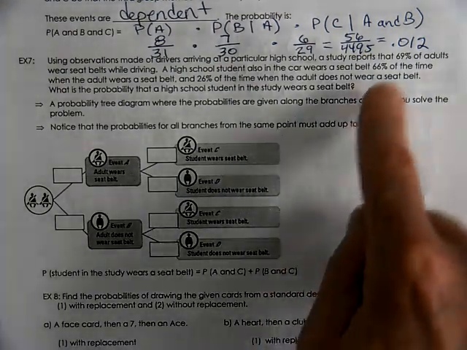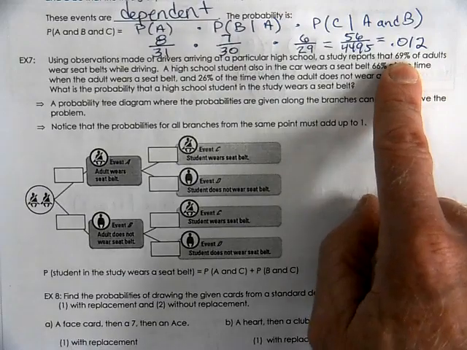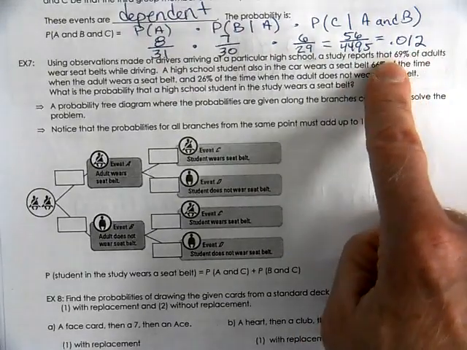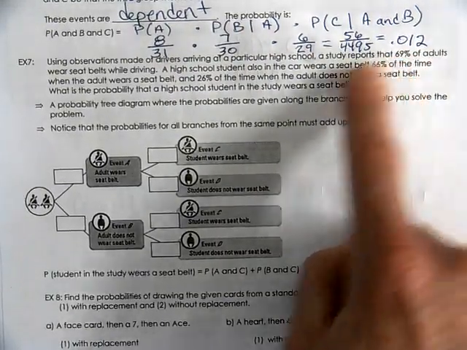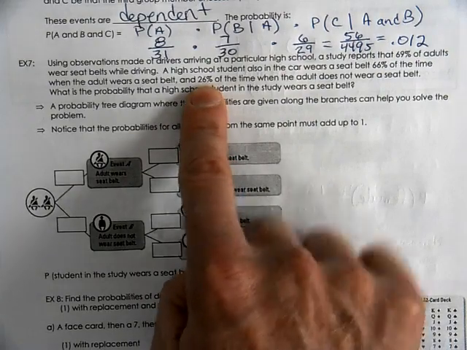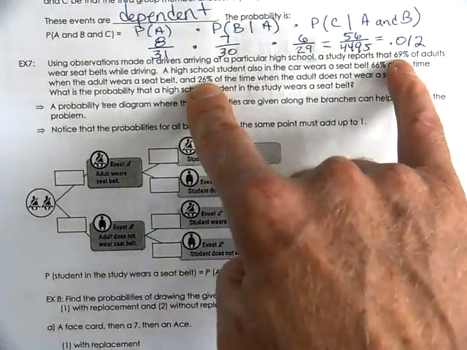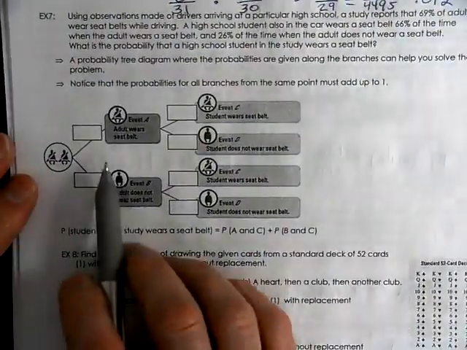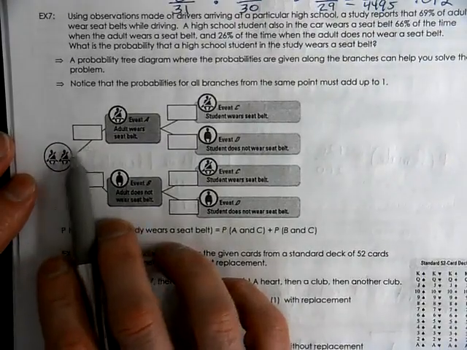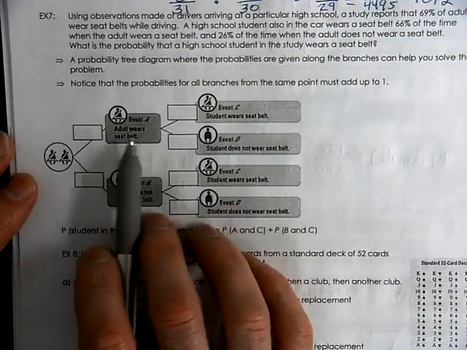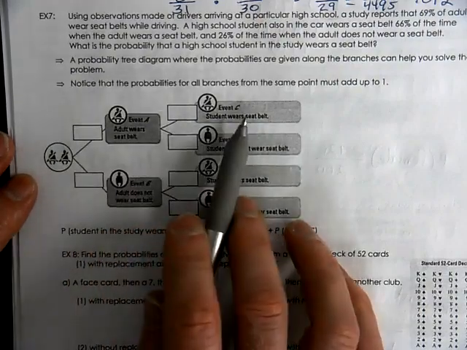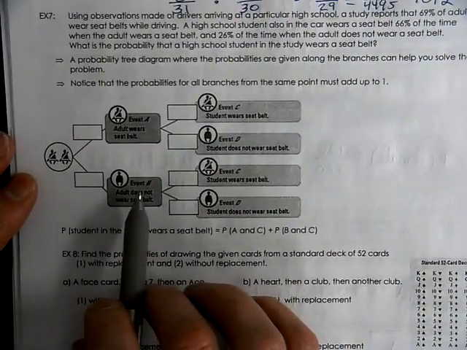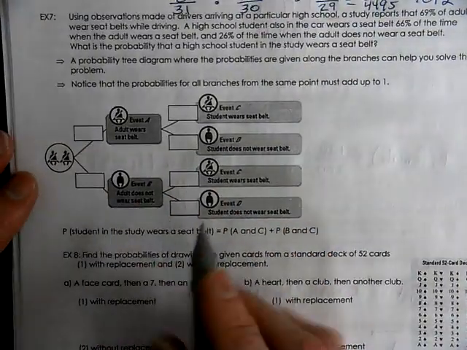Well, the student's going to wear a seatbelt dependent on if the adult wears it. So we know that 66% happen at that percentage, and 26% happen at the complement of that. So let's talk about that. We're going to make a tree diagram. That's going to help us identify which students are wearing seatbelts, because they wear seatbelts under different situations.